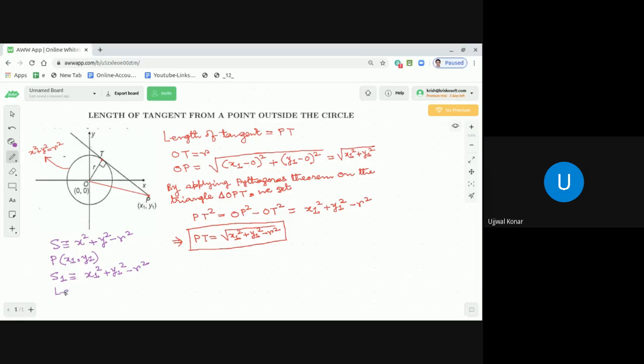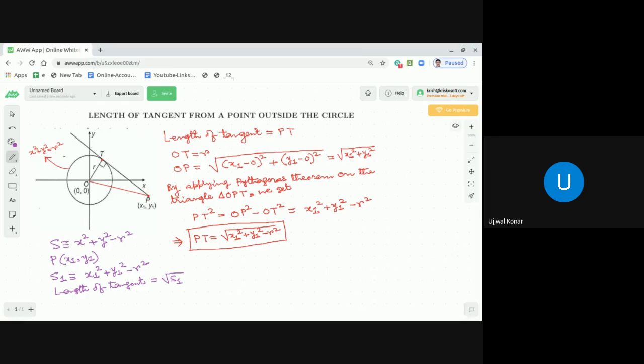Length of tangent is equal to square root of S1. This is one technique to memorize how to find the length of tangent. Okay. There is no relation that the point x1, y1 is on the circle. Definitely not. Then you cannot draw the tangent at all. So it is just a technique to memorize that if you make S equal to x square plus y square minus r square, that is the expression.